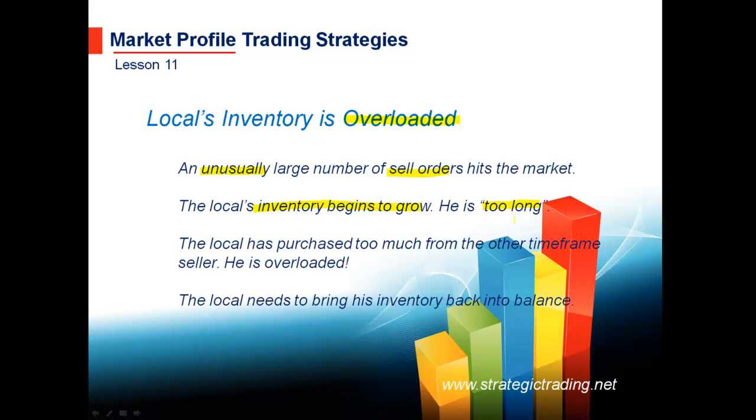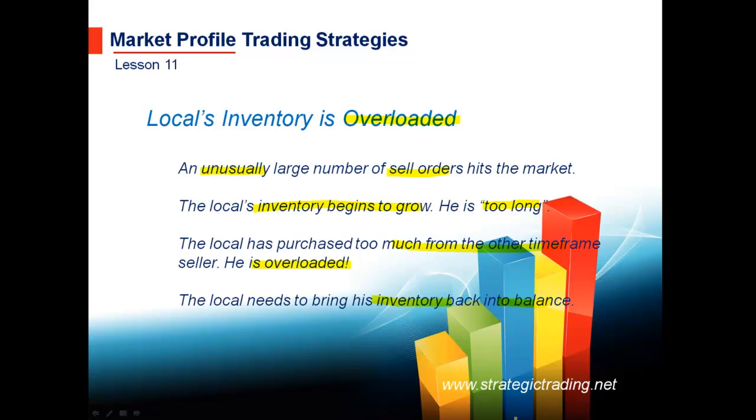So what's a market maker to do? He has purchased too much from the other time frame trader, and now his inventory is overloaded. Well, we know that his goal, the local, is to bring this inventory back into balance because an imbalance has happened. Now, many traders will tell you, well, the obvious thing to do is let him sell. He should just sell this excess inventory. But think about it. He's been buying this, and if he starts selling it, prices will continue to drop even further, and he's going to lose more and more money. His goal is always to try to make money.